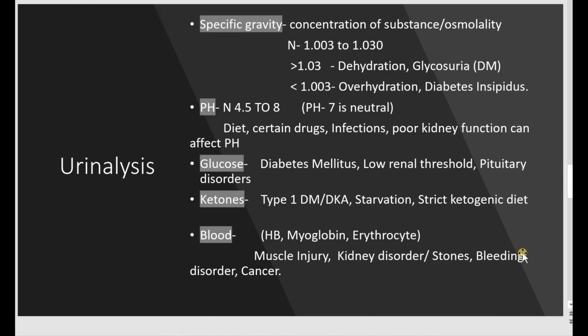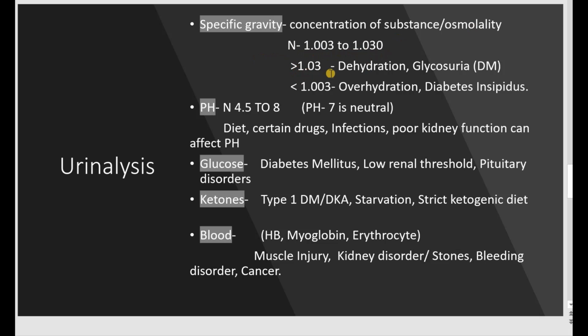Now, through the dipstick method, you are ruling out specific gravity. What is specific gravity? It is the concentration of substance in the fluid or in the liquid. So if there is more substance, specific gravity increases, and if there is less substance in the fluid, specific gravity decreases. It is also called osmolality. Normal specific gravity of urine is 1.003 to 1.030.